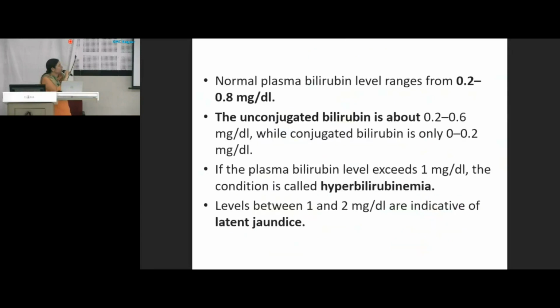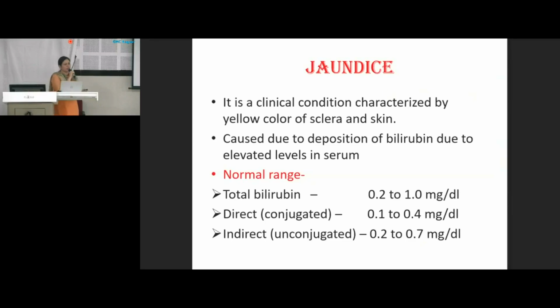Now, the normal plasma bilirubin level ranges from 0.2 to 0.8 milligram per dl. Unconjugated bilirubin is about 0.2 to 0.6. If the plasma bilirubin level increases above 1 milligram per dl, it is called hyperbilirubinemia. And if the level is between 1 to 2, it is indicative of latent jaundice. So what is jaundice basically? It is the clinical condition which is characterized by yellowish discoloration of the sclera, conjunctiva and skin.